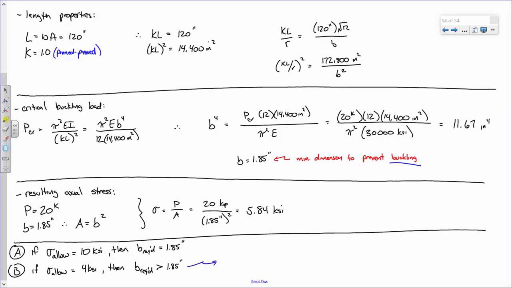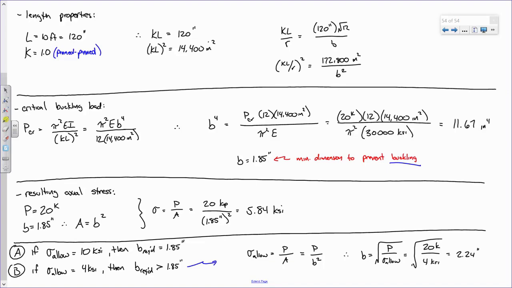If this is the case, how do you design this column? Very simply. Sigma allowable is P over A, which is P over B squared. So therefore, B is the square root of P over sigma allowable, which is 20 kips over 4 KSI. And what is that? What's the square root of 5? 2.2? 2.23 or something? 2.24.